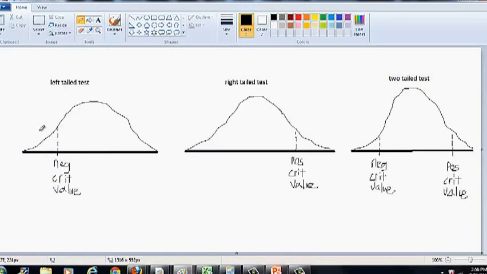When you're doing a left-tailed test, you're hoping to make it in this area below the negative critical value, or to the left of the negative critical value. And 5% of the possible outcomes are in this area. 5% of the possible combinations are in here. What the p-value is in a left-tailed test is the percent of possible combinations that are at your outcome or to the left of your outcome.